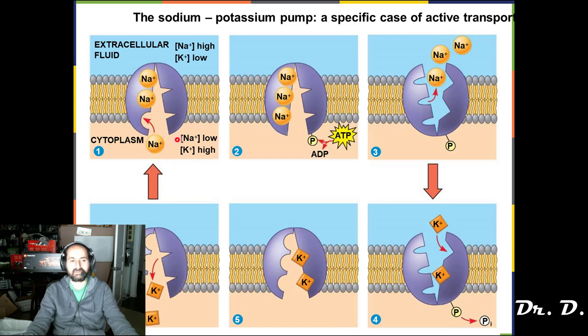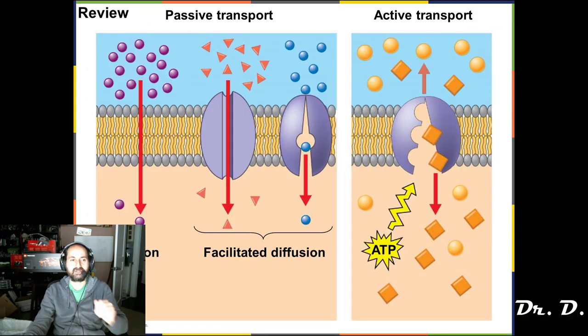The potassium is high concentration inside. So the potassium didn't want to come in, but because we used this ATP, we were able to drive sodium ion out and potassium ion in. So the sodium-potassium pump is an example of an active transporter. It uses the power harnessed from ATP. It uses that energy through an energy coupling reaction to pump sodium out against the concentration gradient and pump potassium in against the concentration gradient.